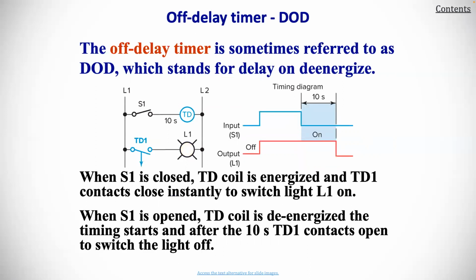The off-delay timer is sometimes referred to as DOD, which stands for delay on de-energize. When S1 is closed, the TD coil is energized and TD1 contacts close instantly to switch the light L1 on. When S1 is open, the TD coil is de-energized and the timing starts, and after the 10 seconds TD1 contact opens to switch the light off.